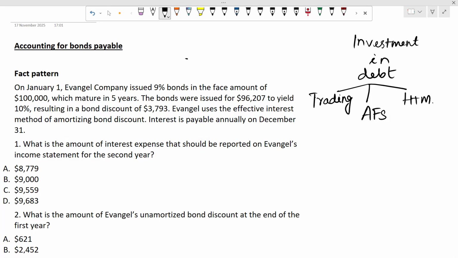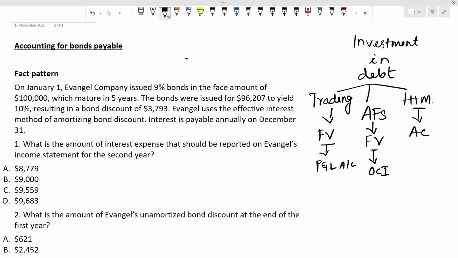We already discussed in the chapter that trading securities are valued at or measured at fair value, and any unrealized gains or losses are taken to P&L account. Available for sale securities are also measured at fair value, but any unrealized gains or losses are taken to other comprehensive income. So this is the difference between trading security and available for sale security that we discussed. Held to maturity security are measured at amortized cost.